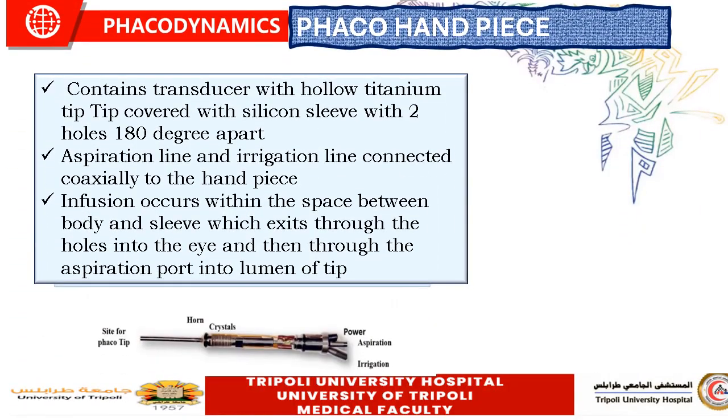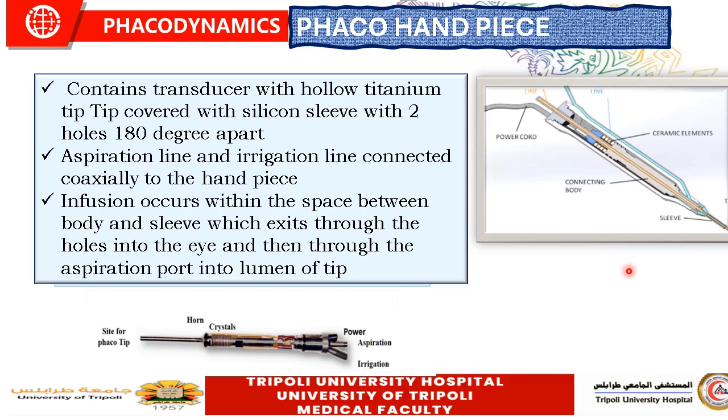Now we come to the Phaco handpiece, which is one of the most important and integral parts of the Phaco emulsification machine, as all the energy and the fluidics are transmitted through this Phaco handpiece. It is made up of a titanium tube that houses the piezoelectric crystals within the shaft of this tube, which transmit the electrical energy into mechanical energy through the Phaco needle. The Phaco needle is threaded through the anterior part of the Phaco handpiece, as you can see here, and is covered by a silicone sleeve.